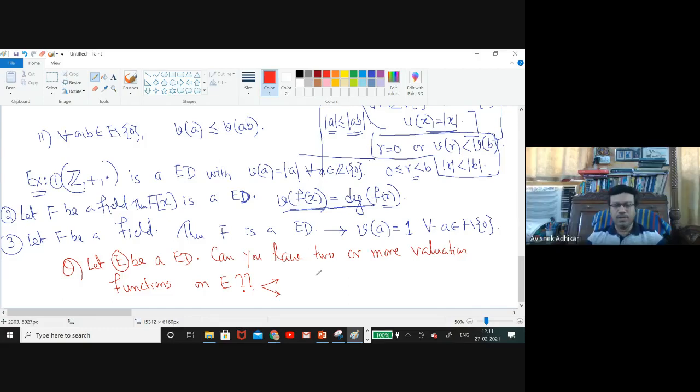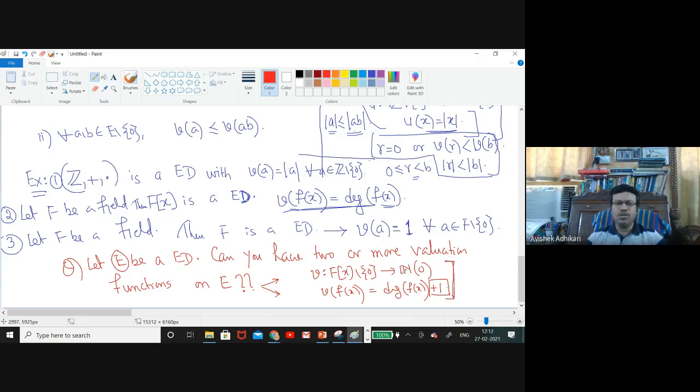Okay, so you define a valuation from F[x] minus 0 to natural numbers union 0, defined by v(f(x)) equal to degree of f(x) plus 1. So he has given some example. Now check: you have already seen that if we have only the degree of f, then that would be a valuation function, which gives the Euclidean domain. But if we have this, will that again be satisfied or not? That you need to check.